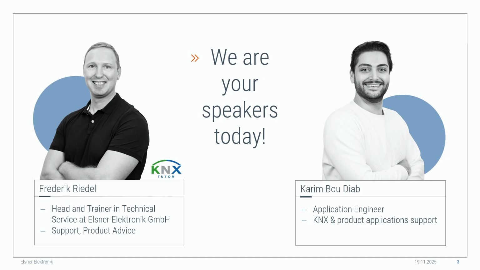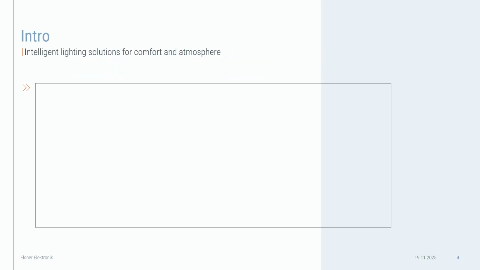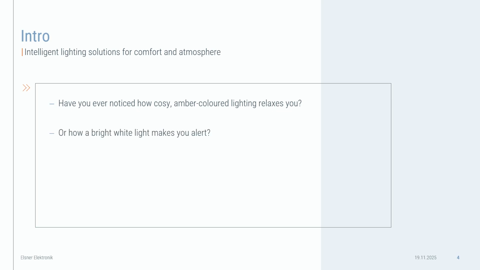Then we want to go to the first page. Maybe you know the feeling: warm light helps us to relax and cold white light wakes us up. Imagine adjusting the light with one touch, so it always feels right for you. That is what today is about: smart lighting controlled with KNX and DALI.